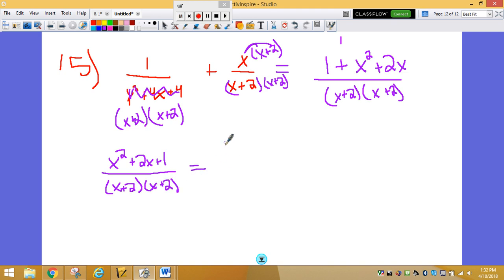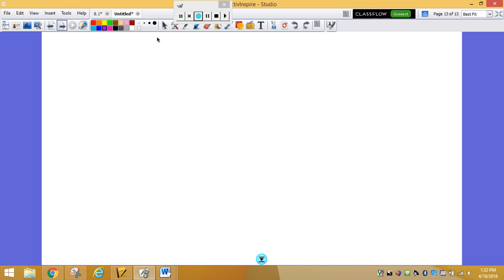The top is factorable. It'll factor to an x plus 1 and an x plus 1, because 1 times 1 is 1 and 1 plus 1 is 2. And then the bottom, I have an x plus 2 and an x plus 2. So if you'll go try number 15 on your worksheet and then come back. Last one. Woo!